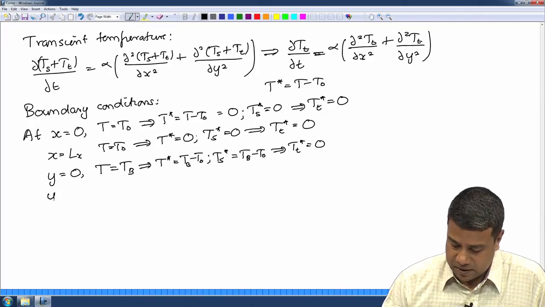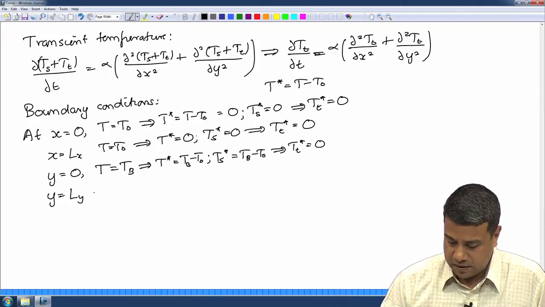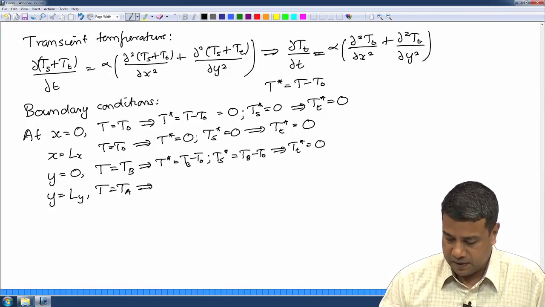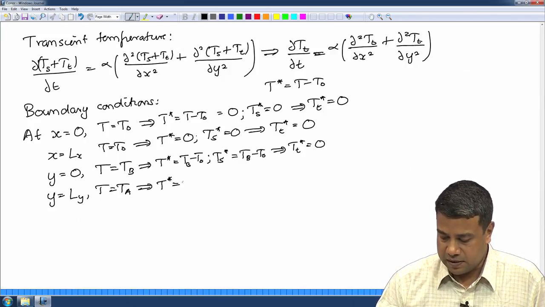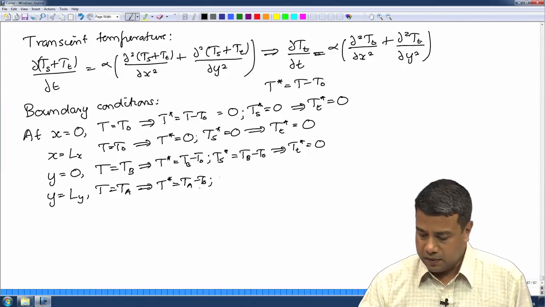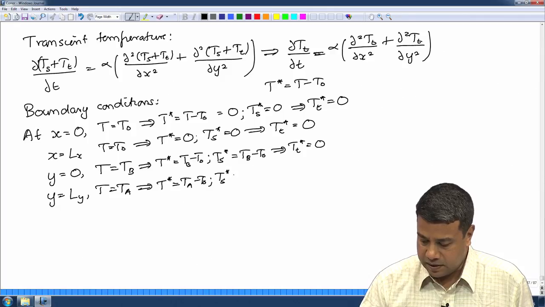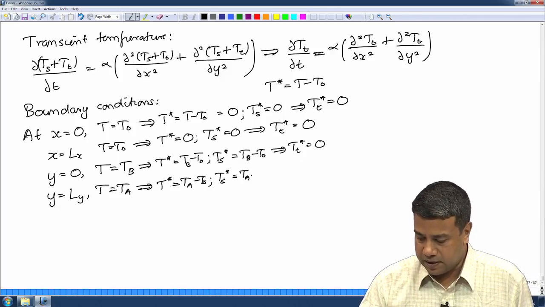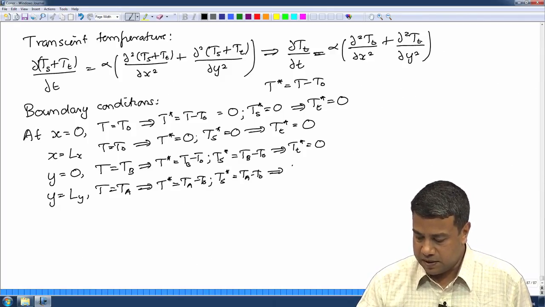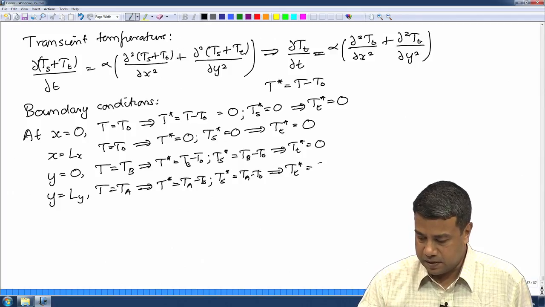Similarly, at y is equal to Ly, T is equal to Ta, which implies that T star is equal to Ta minus T naught. We know that the steady temperature is equal to Ta minus T naught, which implies that the transient temperature has to be equal to 0.